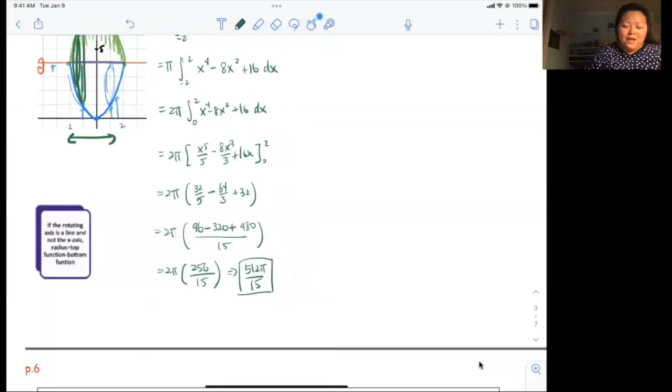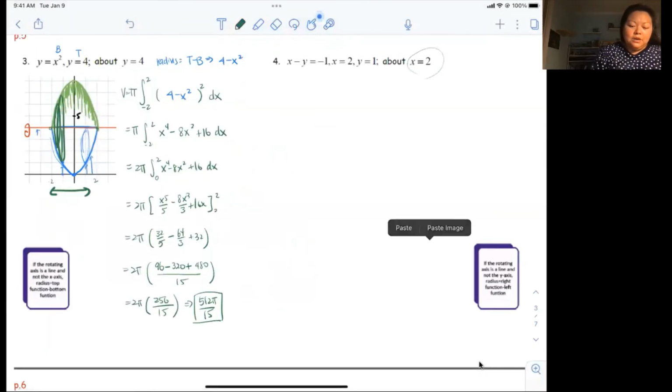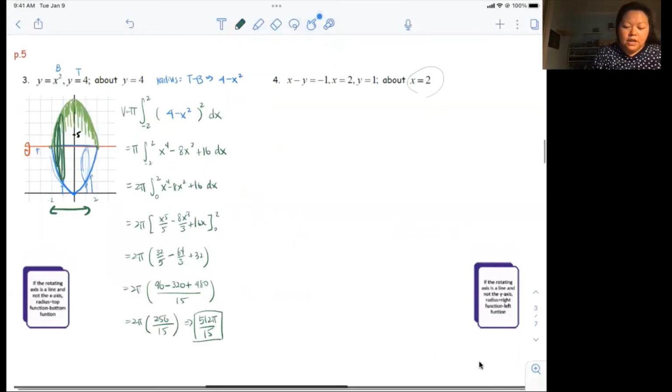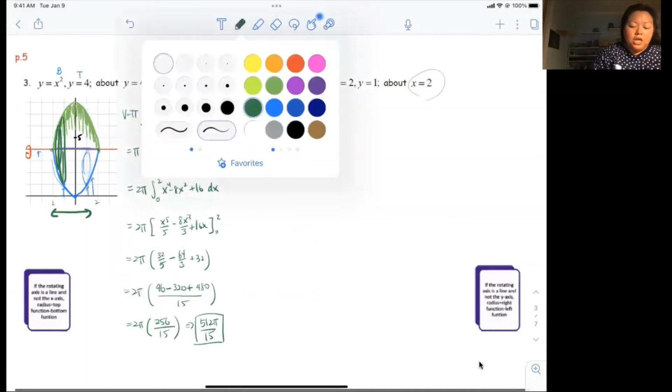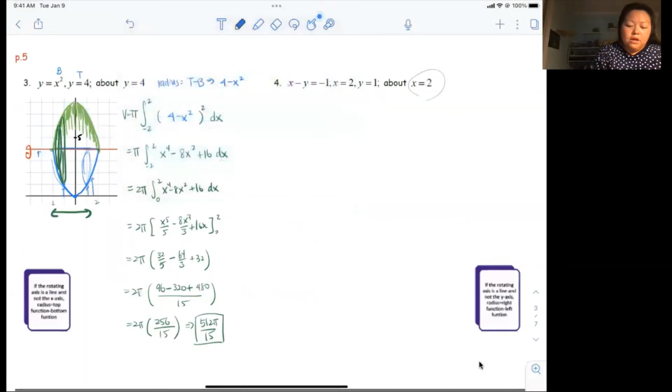Okay. All right. Last problem on the set, we're looking at this function, x minus y equals -1, x equals 2, y equals 1. First thing you want to do is change the function so it's easier to graph. So in order for this to be easier to graph, I'm going to add the y over and add the 1 over. So y equals x plus 1, right? And then it's a little bit easier to graph.